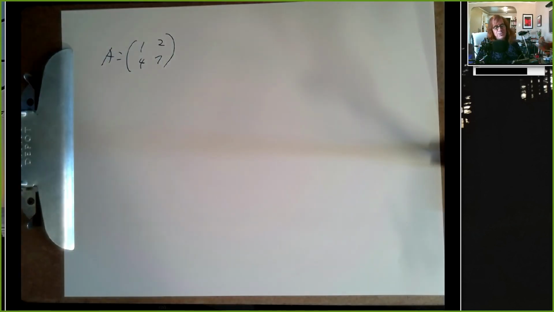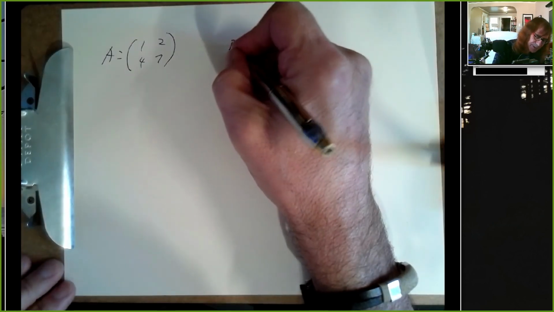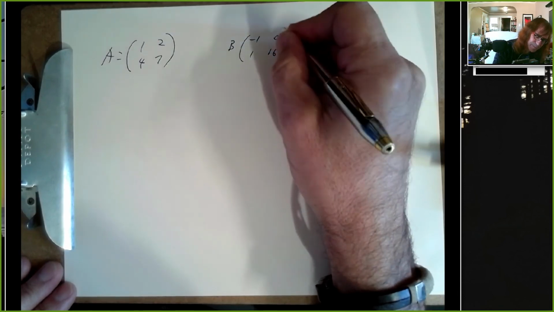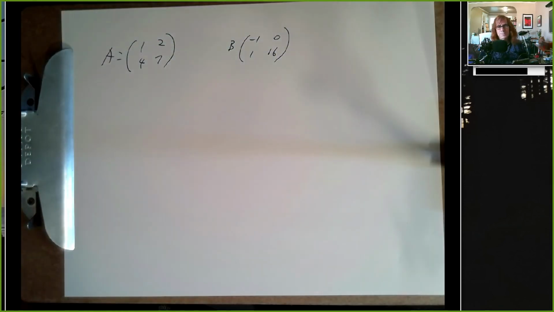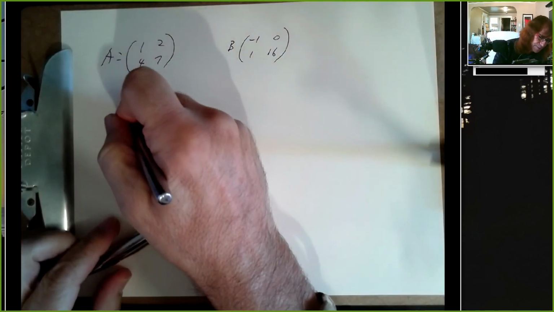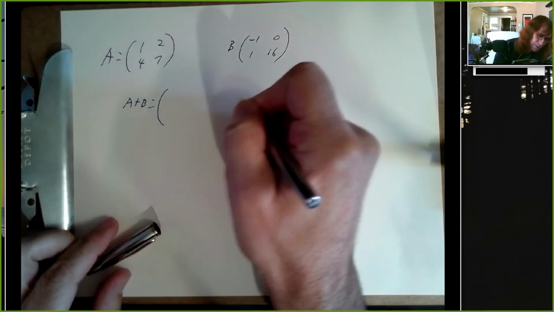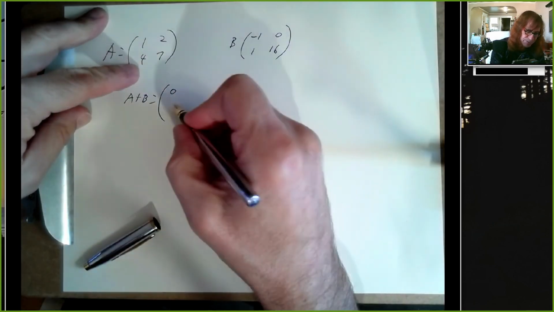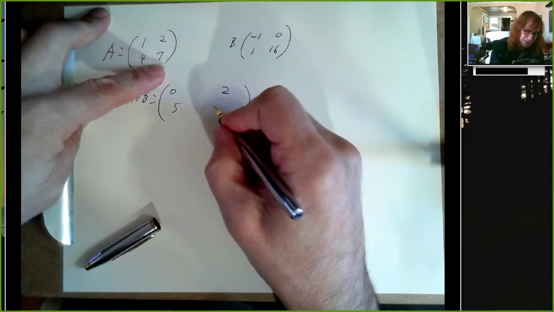So here's a matrix. It's a 2 by 2 matrix. Here's another matrix. It's also a 2 by 2 matrix. And we can do things with matrices just like we do with numbers. We can add matrices. So to add matrices together, we just add each element. So A plus B would be, well, 1 and negative 1 is 0, 2 and 0 is 2, 4 and 1 is 5, 7 and 16 is 23.